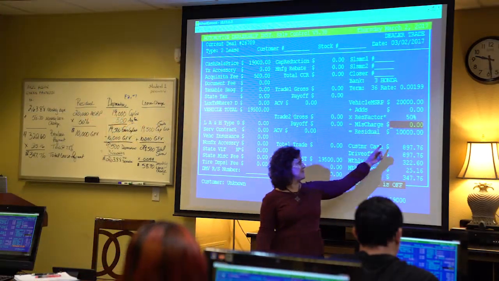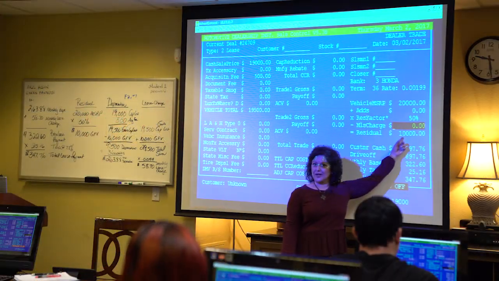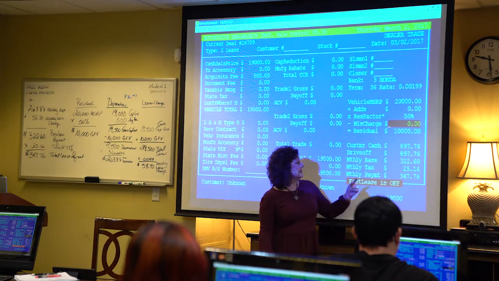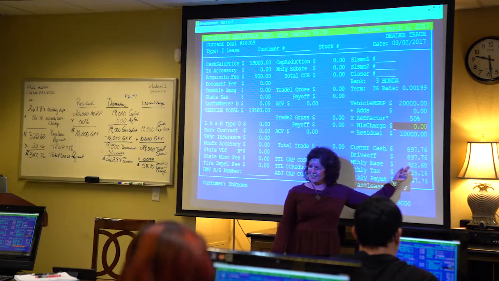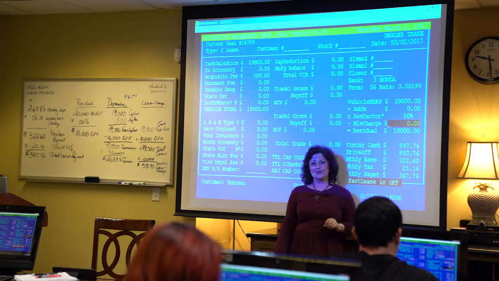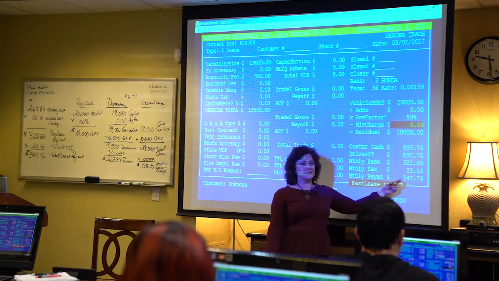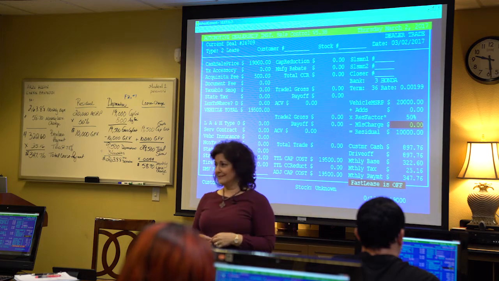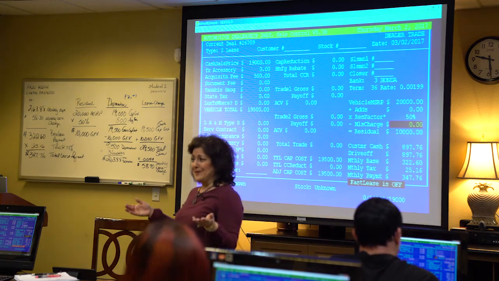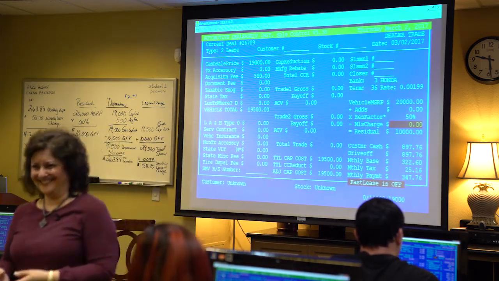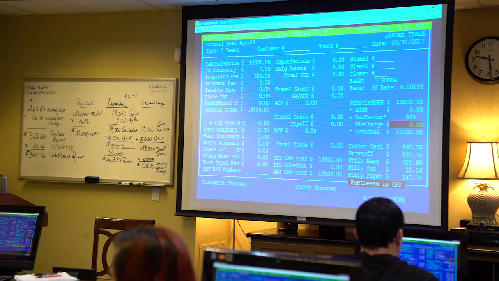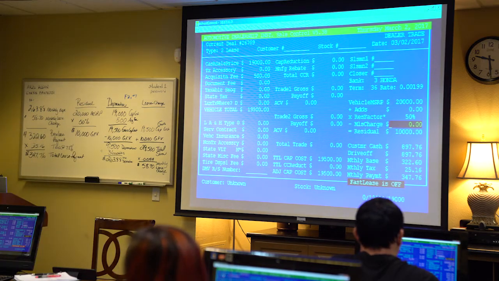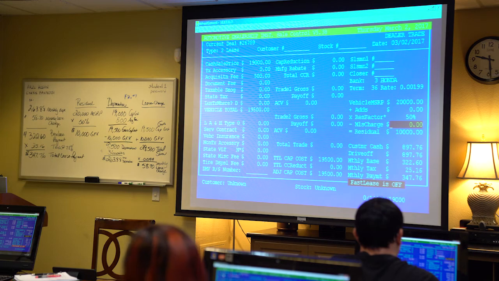Now it tells us our residual, or guaranteed future value, is 10. Our base payment is $322.60. With a tax of $25.16, your payment should be $347.76. Much easier, but we did it right. How about that?